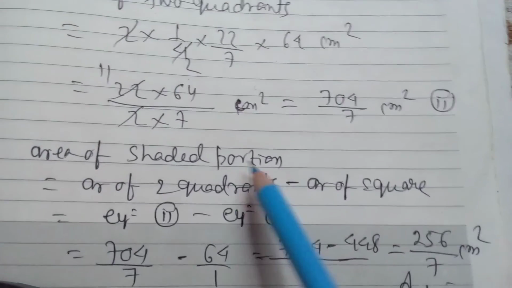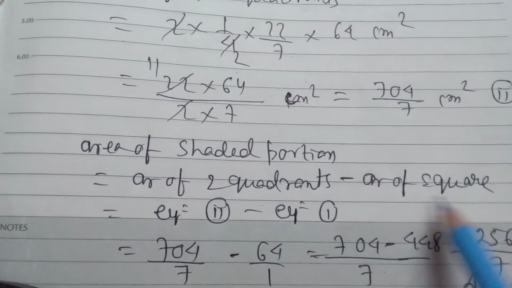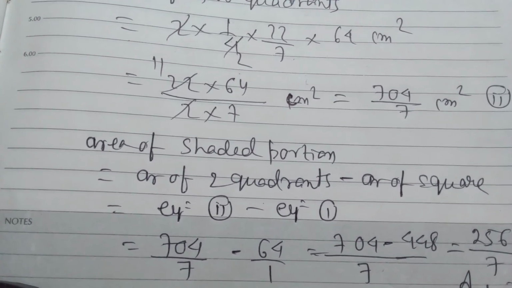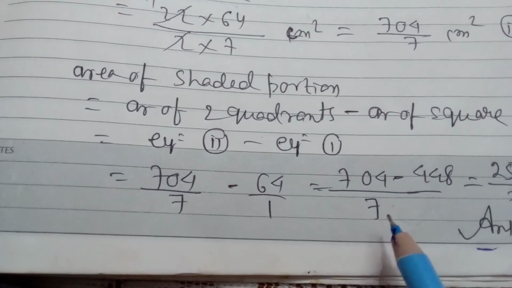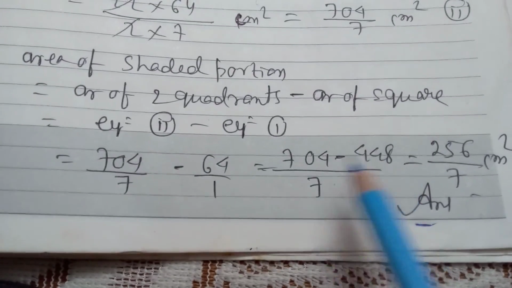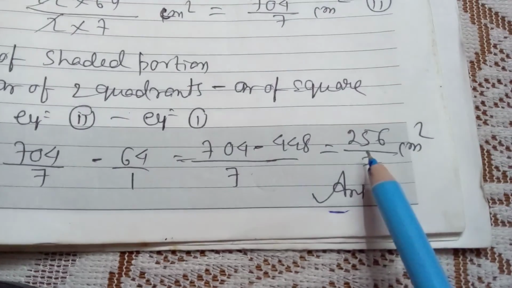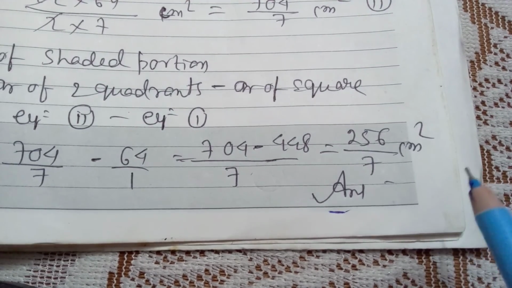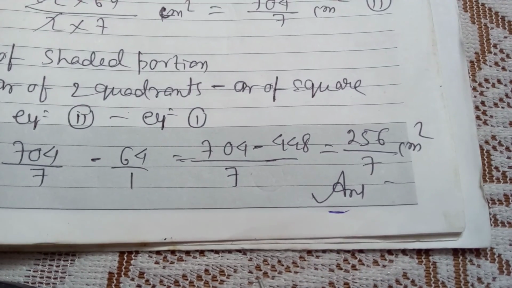So area of the shaded portion is area of the two quadrants minus area of the square. That is equation 2 minus equation 1. 704 by 7 minus 64. So take LCM 7 and it is 704 minus 448, that is 64 into 7. After subtraction it is 256 by 7 centimeter square. So area of the shaded portion is 256 by 7 centimeter square.